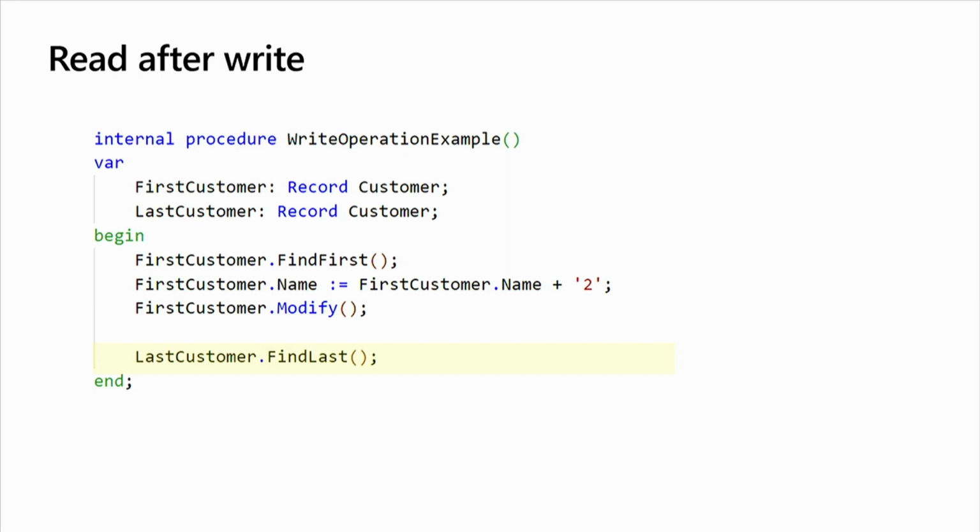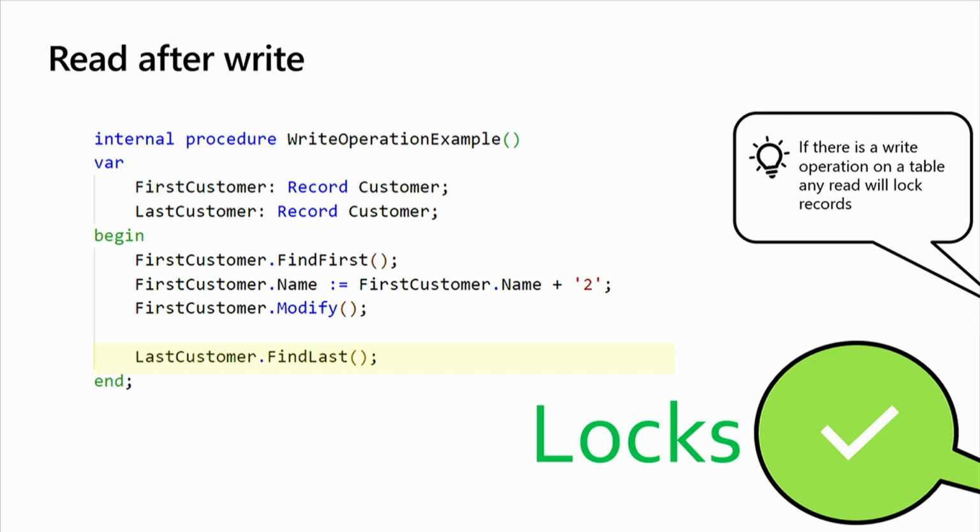All right, another example. Read after write. First we have a find first, we take a record out, we modify it, and now we do a find last on a different record. What happens now? Does it log? Indeed, it logs. So as soon as we enter into a write transaction, it will also log on any table usage afterwards also.